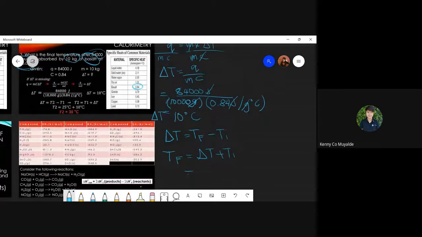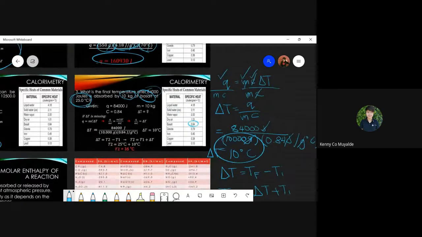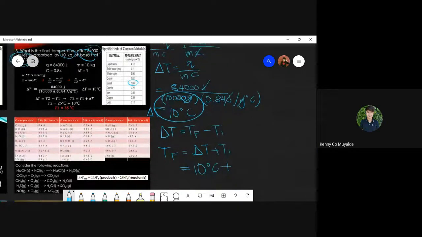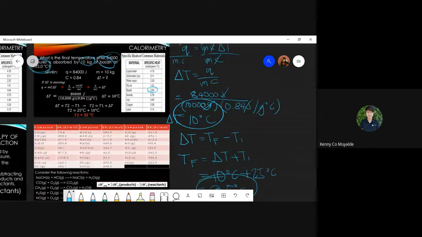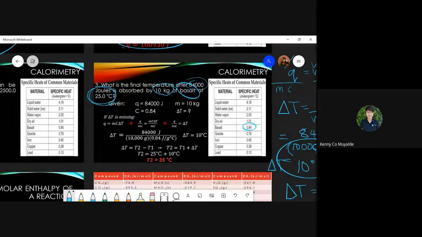So our change in temperature, what we computed, is 10 degrees Celsius. And our initial temperature is 25 degrees Celsius. Here it is, the 25 degrees Celsius. Okay. So 10 degrees Celsius plus 25 degrees Celsius will be equal to 35 degrees Celsius. So this is our answer. This means the final temperature is 35 degrees Celsius.